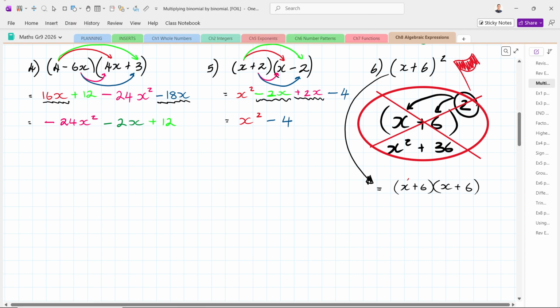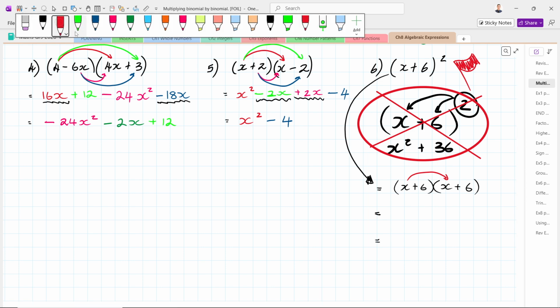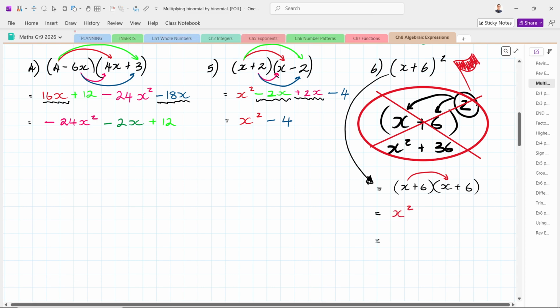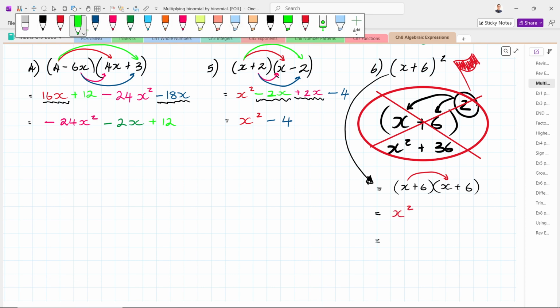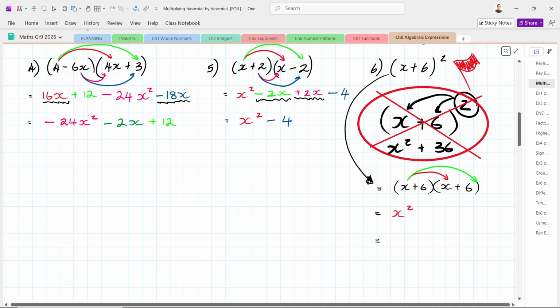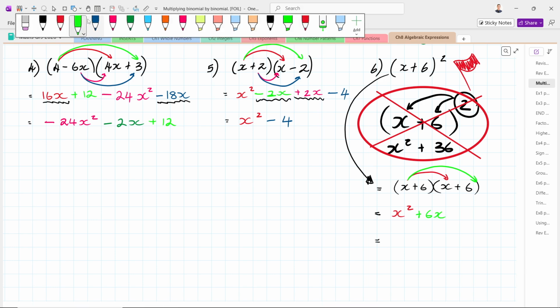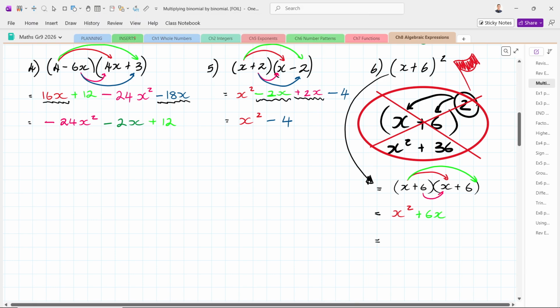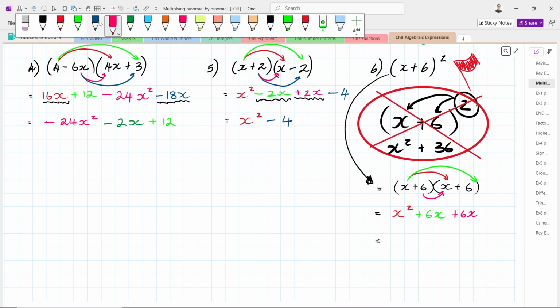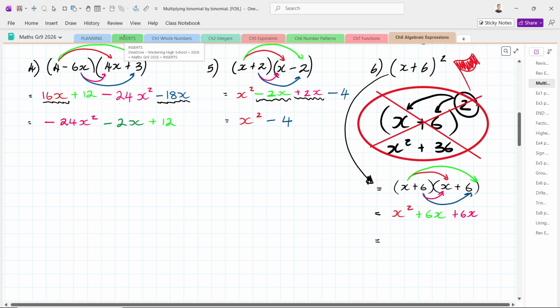So let's go. First, just give my equal sign, and there's going to be another one. Here we go. X times x, x squared. Outers, x times 6 is plus 6x. Inners, 6 times x is also plus 6x. And the last, 6 times 6 is 36.